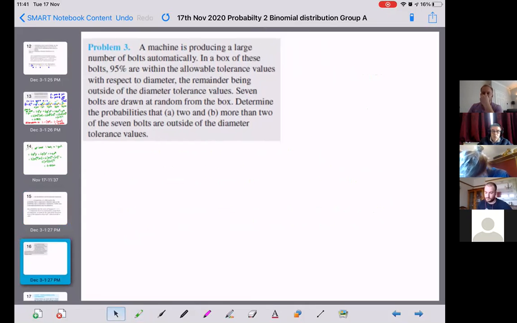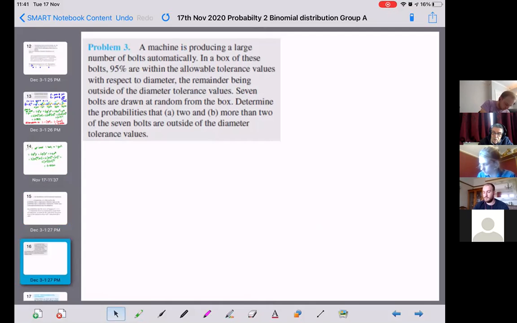Okay, so a machine is producing a large number of bolts automatically. In a box of these bolts, 95% are within the allowable tolerance values with respect to diameter. So the remainder are outside the diameter tolerance value. 7 bolts are drawn at random from the box. We're going to determine the probability that 2 are faulty and the probability that more than 2 are faulty.